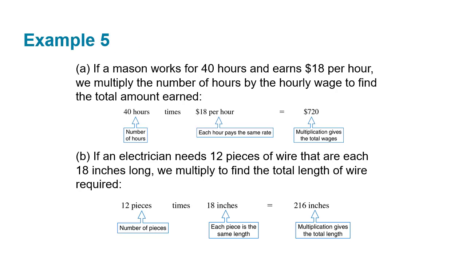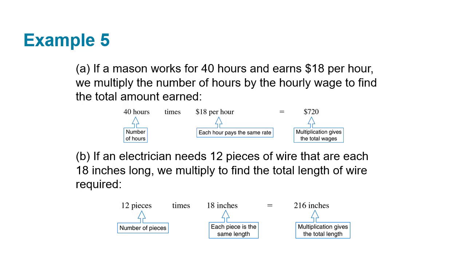Okay, some application problems. If a mason works for 40 hours, earns $18 per hour, we can multiply the number of hours by the hourly wage to find the total amount earned, right? If an electrician needs 12 pieces of wire that are each 18 inches long, and we need to figure out how much total wire they need to buy, right? 12 times 18, so on and so forth.